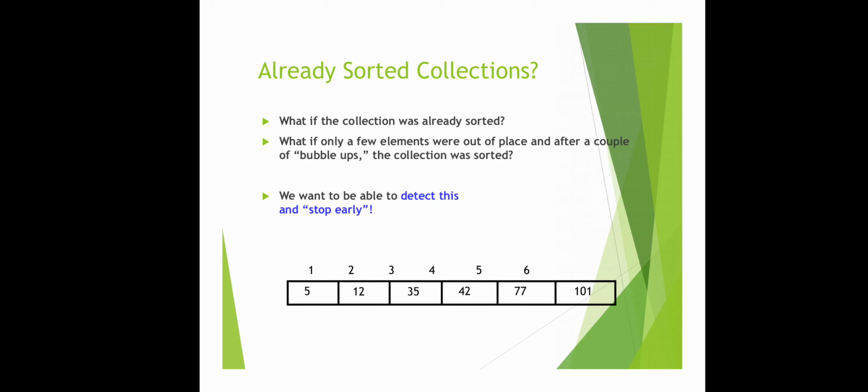Already sorted collection: what if the collection was already sorted? What if only a few elements were out of place and after a couple of bubble ups the collection was sorted? We want to be able to detect this and stop early.